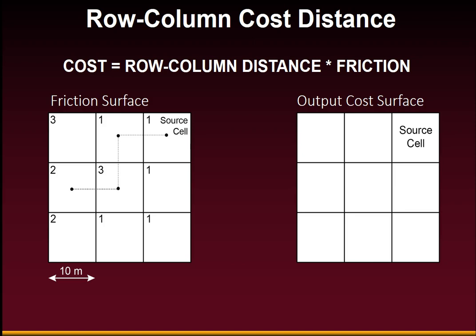Computing cost surfaces using row column distance is actually quite easy, but there's a few key things to know. The first is that the cost for every cell is going to equal the row column distance traveled within that cell times the friction of that cell. So you need a friction surface that represents those costs. So that could be the money to travel through a cell, or calories consumed, or carbon emissions, whatever your costs may be. And then you also need to know the distance of each cell.